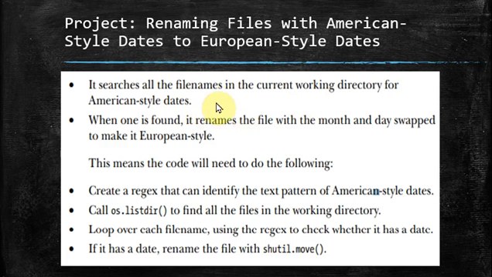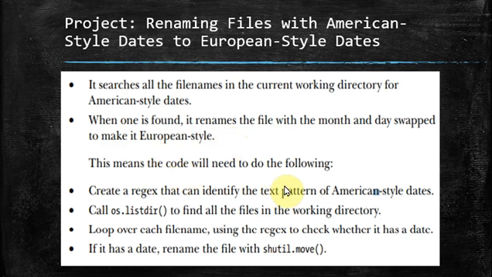So first of all we are going to search all the file names in the current working directory for American style dates. When one is found, it renames the file with the month and day swapped to make it European style. You are searching for the file names which have a date in the American style, and that date will be renamed into European style. European style is DD, MM and YY. That is, the date comes first, then the month, and then the year.